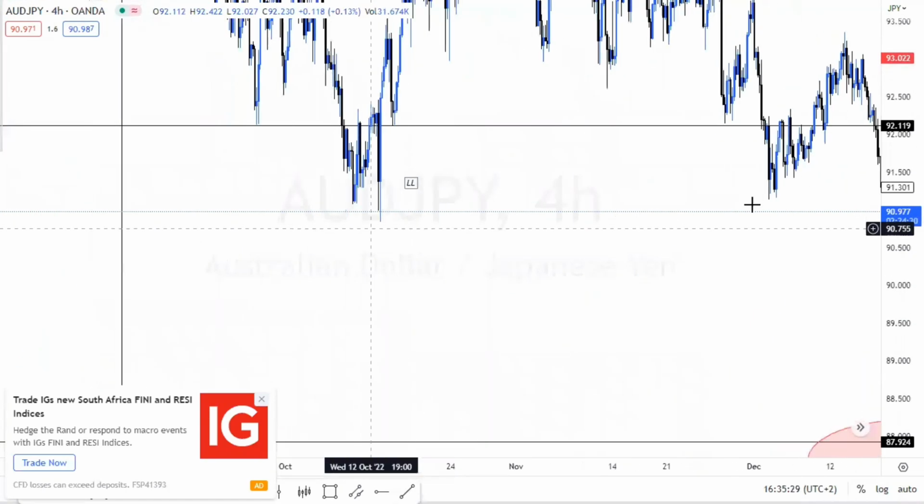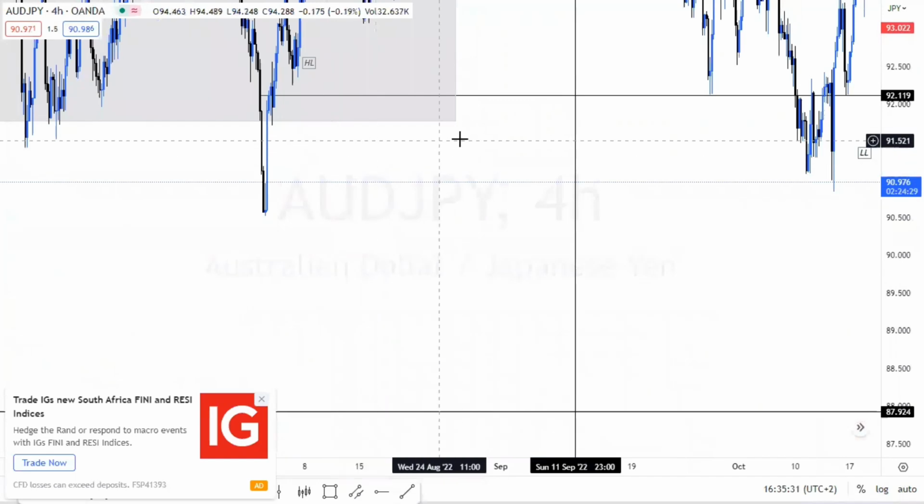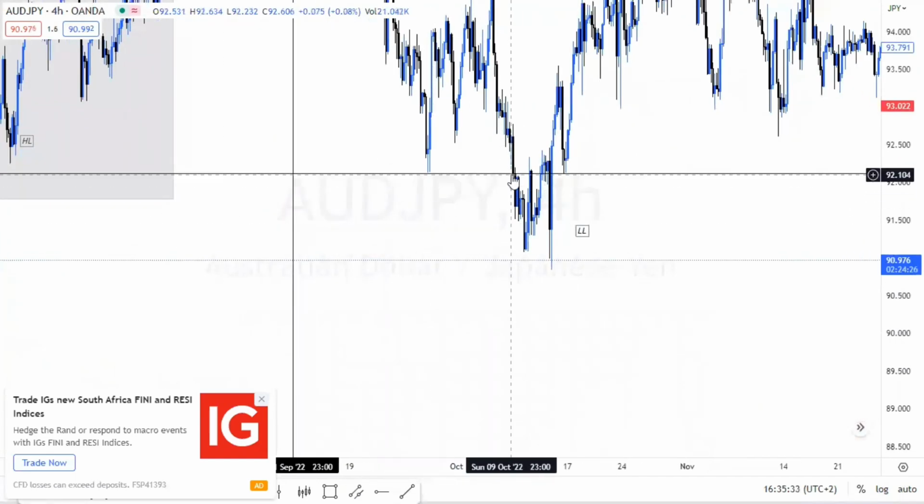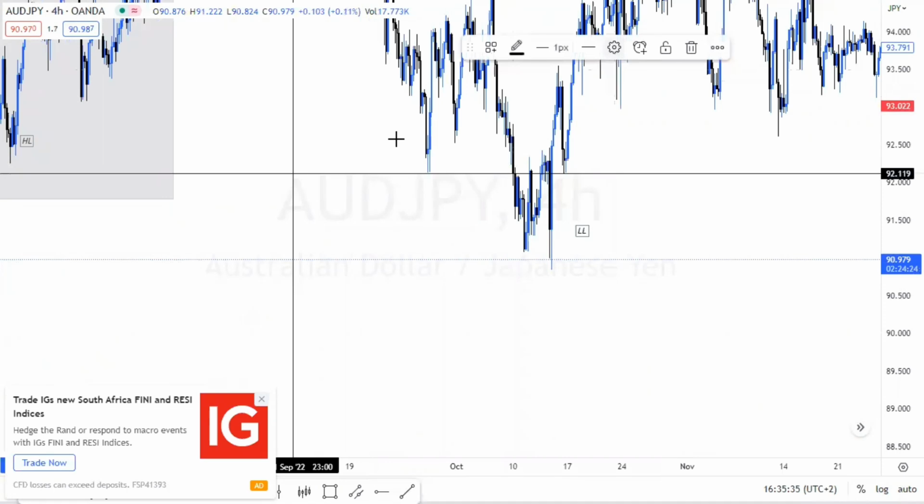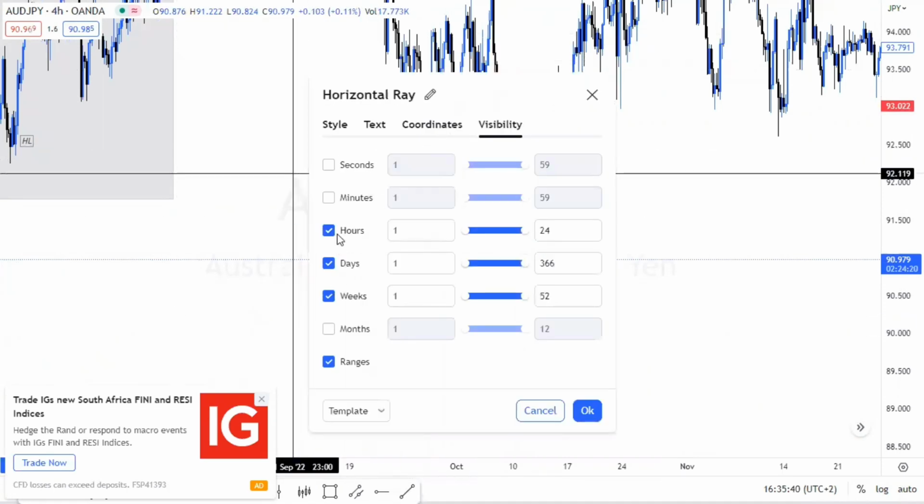This line right here, guys, is very important. Let's just leave it in the daily. Just leave it in the daily. We don't want to see it here.